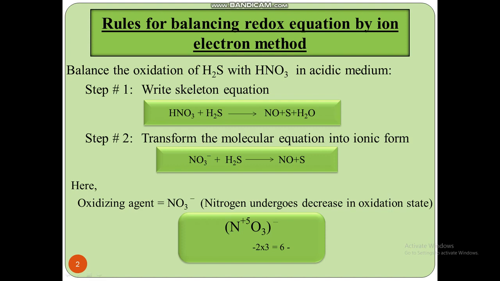Here the oxidation state of nitrogen in nitrate ion is +5. In this nitrate ion we have 3 oxygen atoms and the oxidation state of oxygen atom is -2. So -2 multiplied by 3 is equal to -6. One negative is the overall charge on this radical. So -6 plus x equals -1, so therefore the oxidation state of this nitrogen atom is +5.